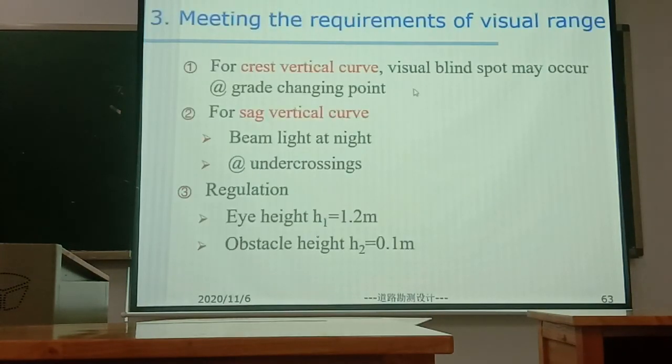And for the crest vertical curve, the visual line will be blocked at the grade change point. On this side, the driver cannot see the right side, the front side.